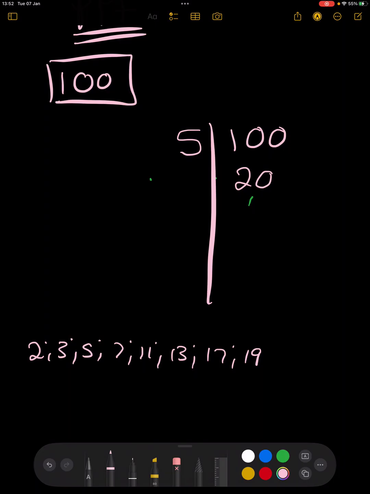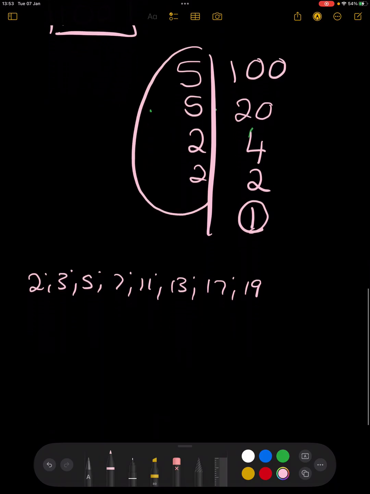Now I have to pick a prime number that goes into 20. So I'm going to choose 5 again. And 5 goes into 20 4 times, which means 2 is then a prime factor of 4. And 2 divides into 4 twice. And 2 can divide into 2. And once I get 1 here, I know I am done. So these numbers here are then the prime numbers that can go into 100.